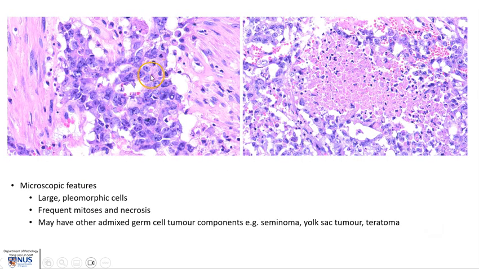The cells are usually large and pleomorphic. They are polygonal in shape, and mitotic figures are frequently identified. Here we can see two mitotic figures, and many of the cells have large nuclei with prominent nucleoli. We also frequently see necrosis, and here is an area of necrosis. There may also be other admixed germ cell tumor components, for example, seminoma, yolk sac tumor, or teratoma.